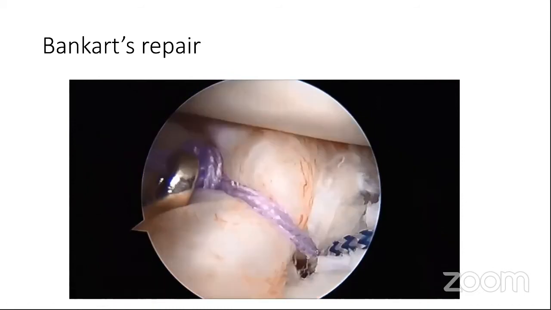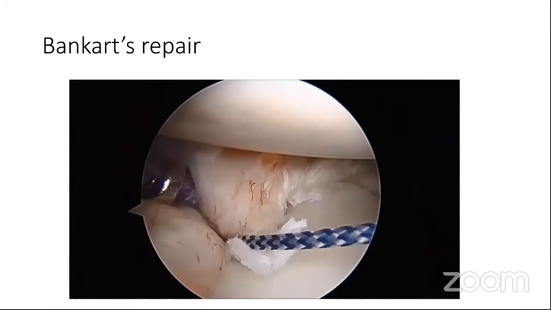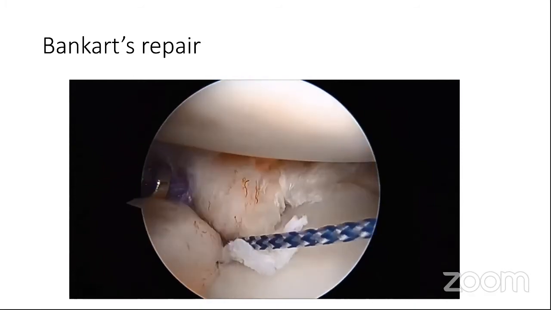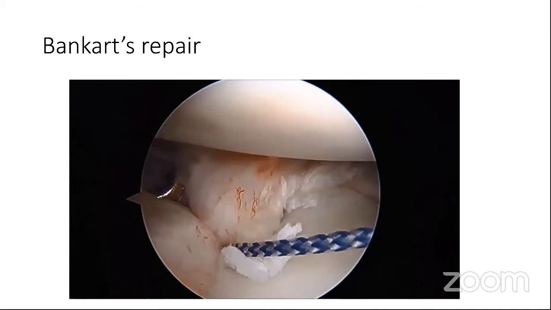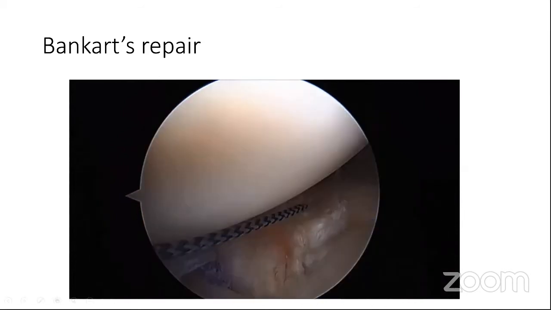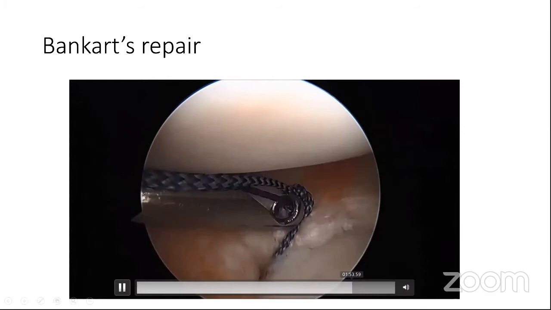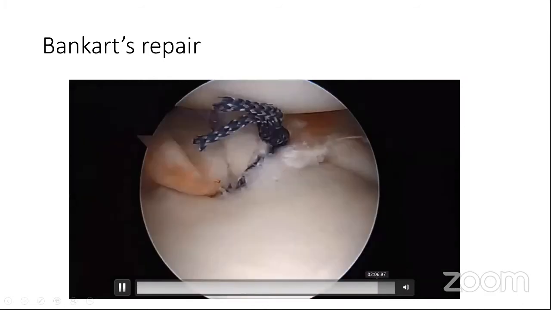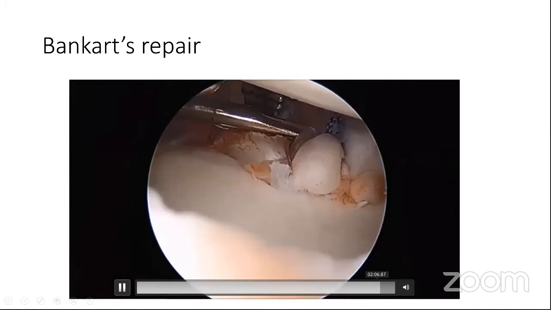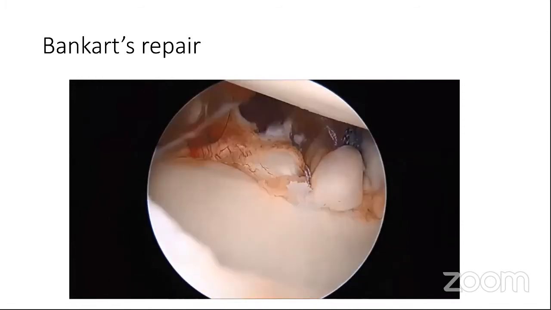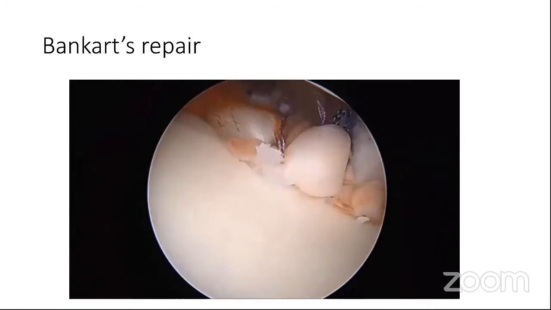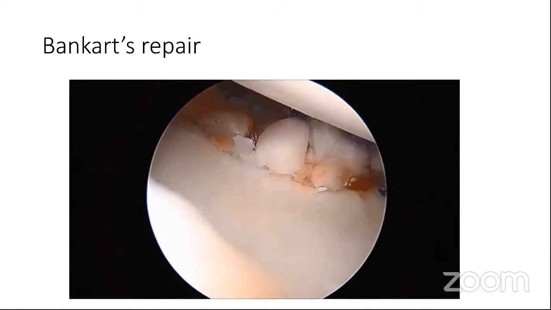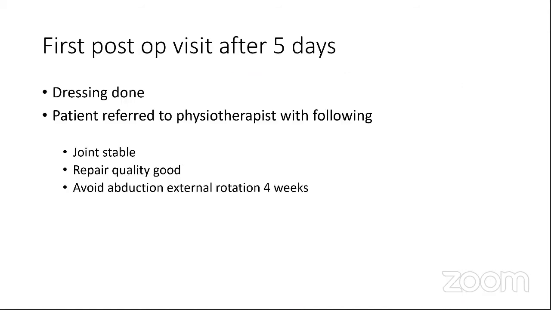So the anchor is into the bone. Once you tighten all these threads, the labral tissue nicely sits on the glenoid margin, which allows it to heal. This process is done repeatedly 5 to 6 times, depending on the amount of lesion. So 5 to 6 knots are taken. Once we are happy with it, we close the wound and the patient is discharged on a sling or shoulder immobilizer.